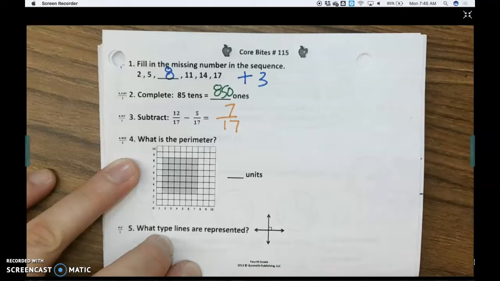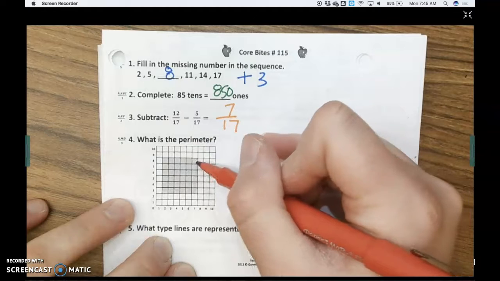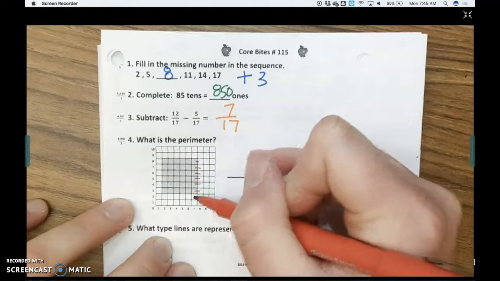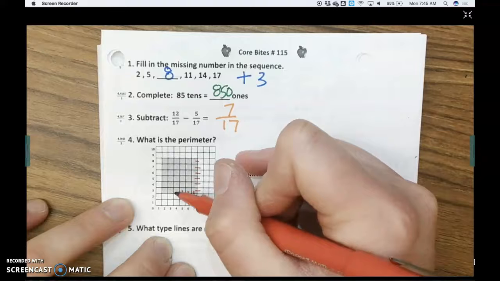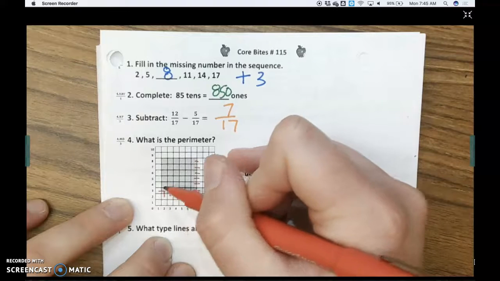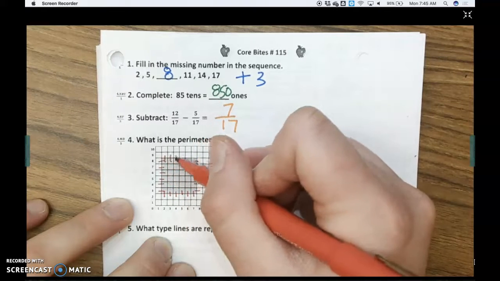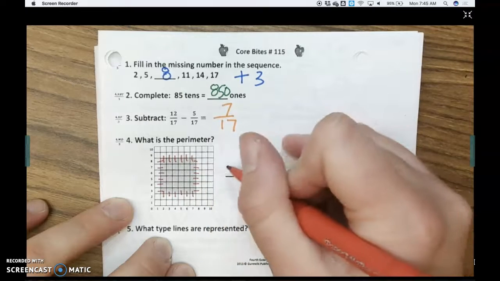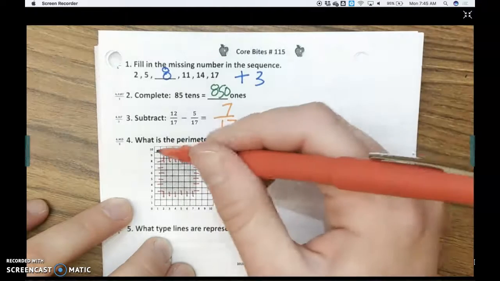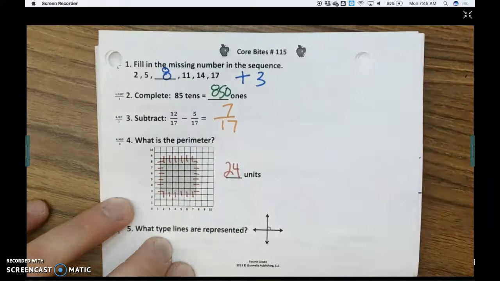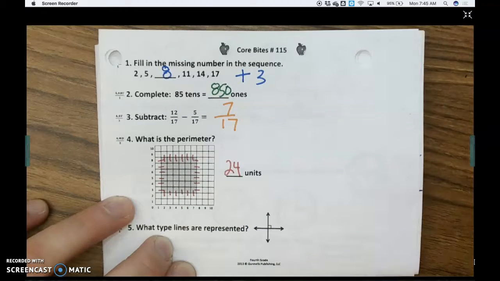For the perimeter, you're going to count what's on the outside. So 1, 2, 3, 4, 5, 6, 7, 8, 9, 10, 11, 12, 13, 14, 15, 16, 17, 18, 19, 20, 21, 22, 23, 24. So it's 24 units. So just imagine you're walking that fence. You're going around the fence and you're counting the planks that are part of that fence.